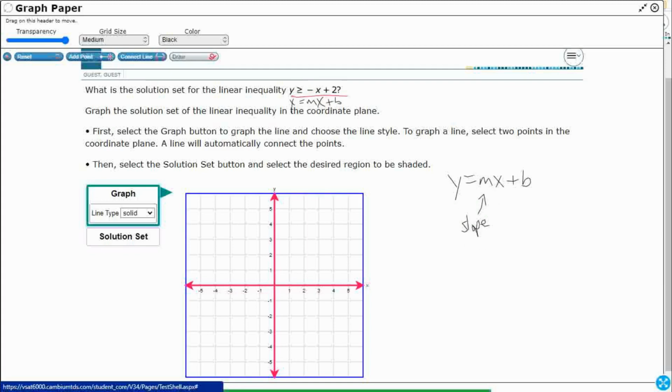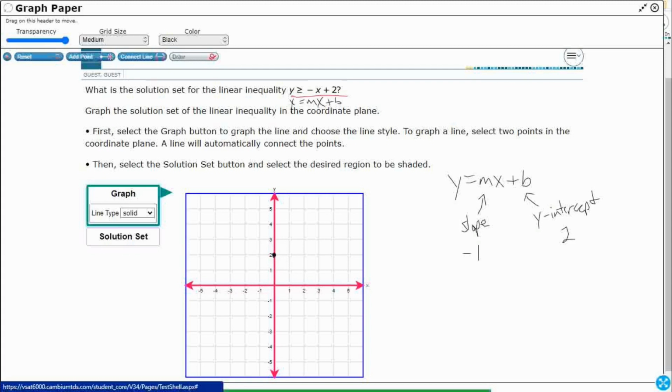I don't have a number there as a coefficient, so my slope is going to equal -1, because you can always infer a 1 there. And then my b, that's my y-intercept, is just going to be 2. So we know one point is going to be right here. That's my y-intercept.